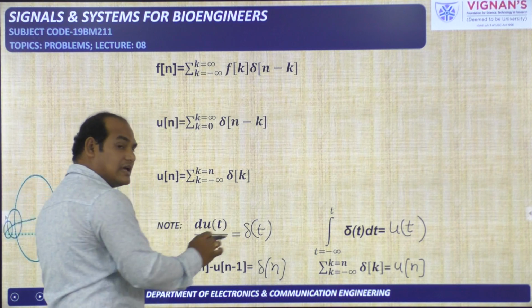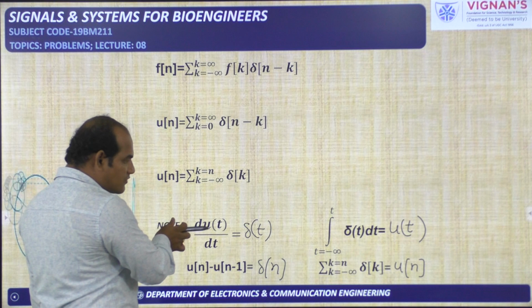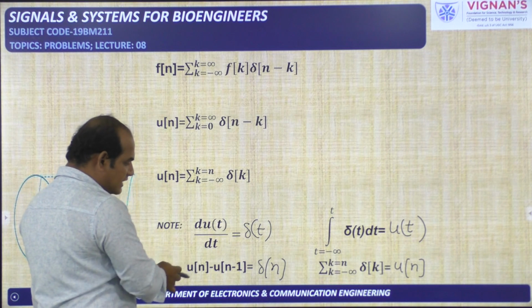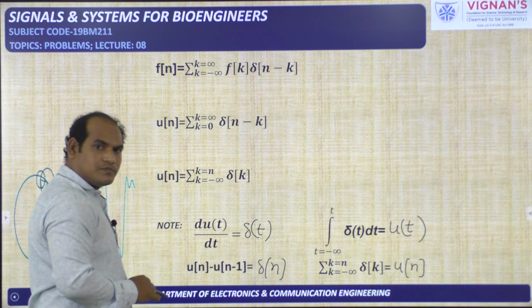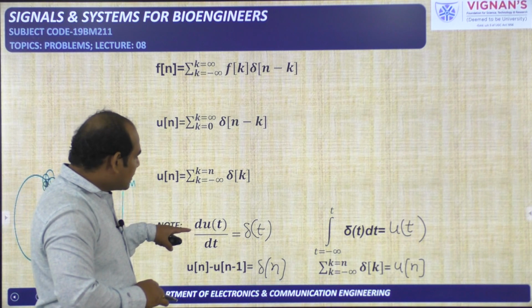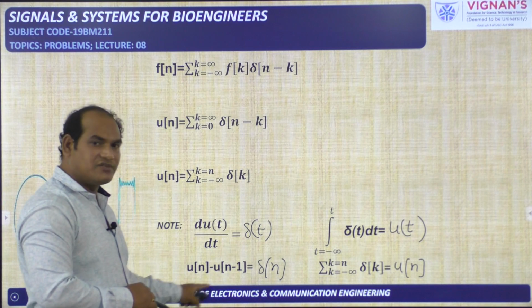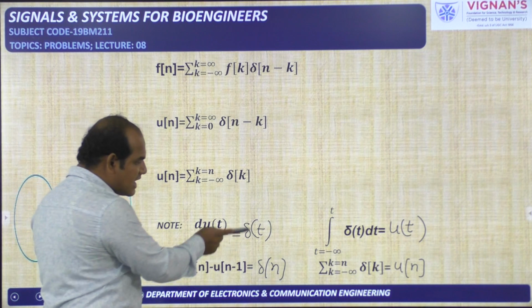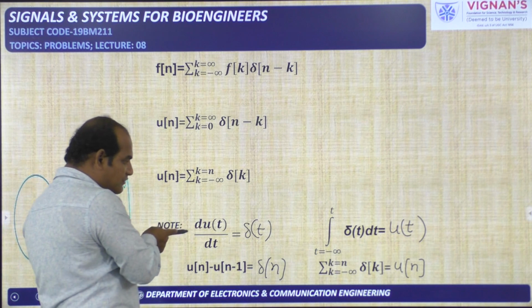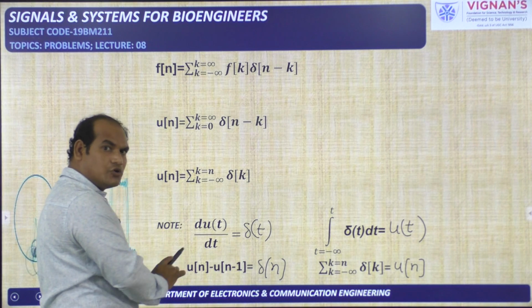Why I have given these 4 at one place means, you see here, differentiation of u of t will give del of t. Difference between u of n and u of n minus 1 will give del of n. I have already said that in continuous domain it is a differential equation, in discrete domain a difference equation. So these equations are similar to each other. Del of t we will get for the differentiation of u of t, del of n we will get for the difference equation of u of n.